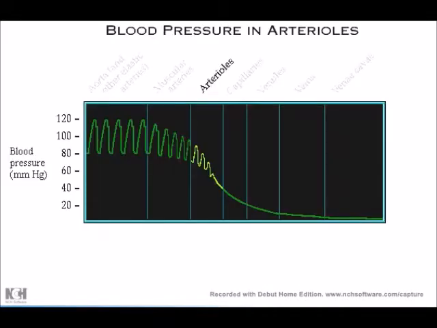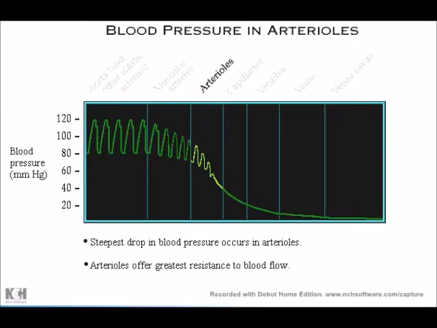In the graph of blood pressure throughout the circulation, note that the steepest drop in blood pressure occurs in the arterioles, which offer the greatest resistance to blood flow. Note also that blood flow no longer pulses by the time it goes through the arterioles.